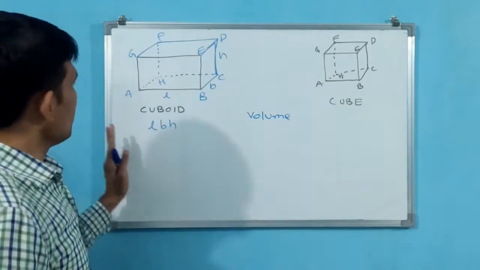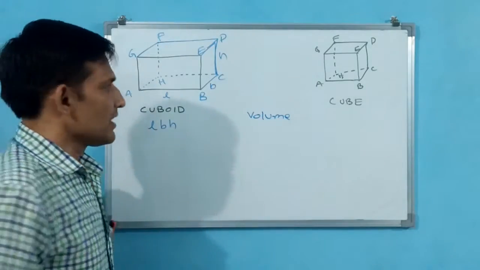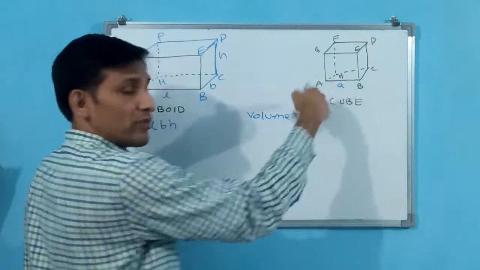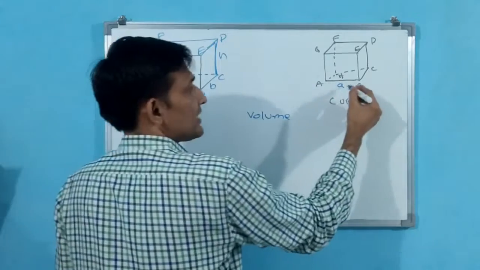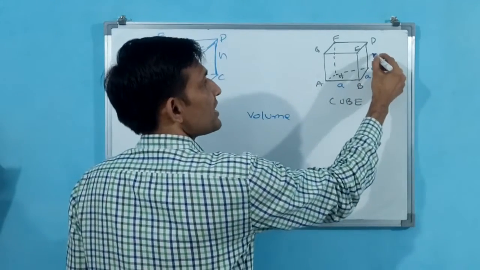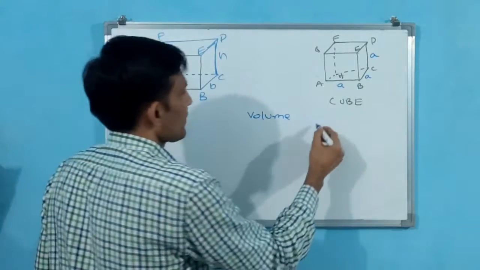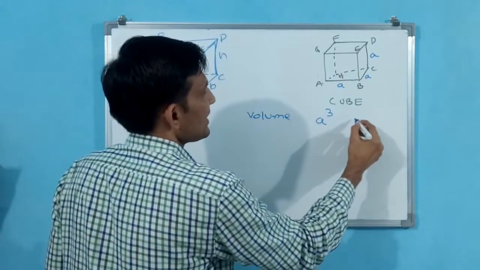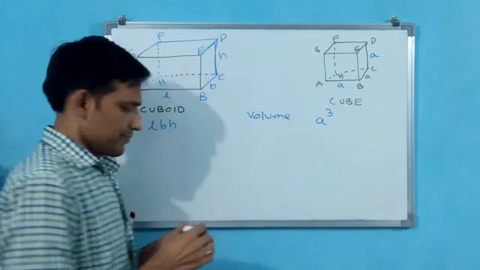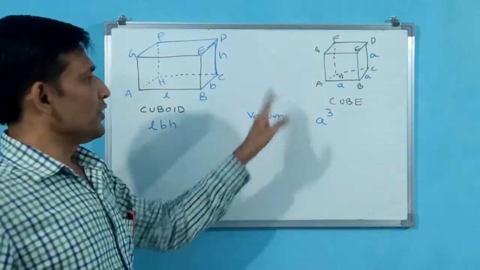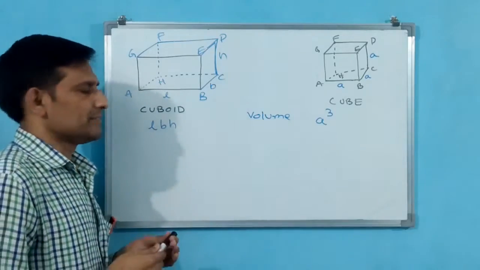Okay. Now you compare this with this figure. What will be the volume here? If I take A, a cube means it has come from a square. Length will be A, breadth will be A, height will be A. Volume will be A cube. Why? Because A into A into A. Okay? Volume will be A cube. We have taken volume as the simplest.